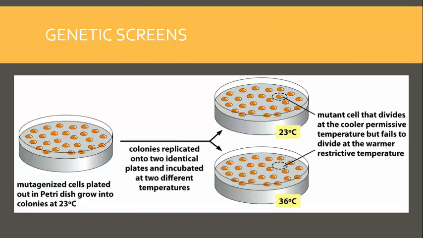There are some solutions to these problems, such as using a conditional mutation. This is where the researcher can trigger the mutation to occur at a specific condition, such as temperature. This allows us to have cells grow to a certain point and then turn off the gene.